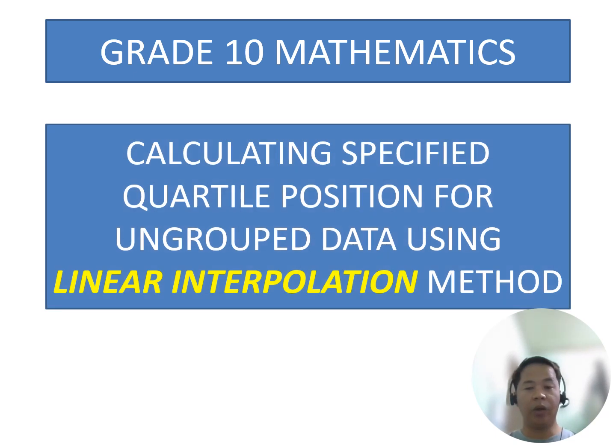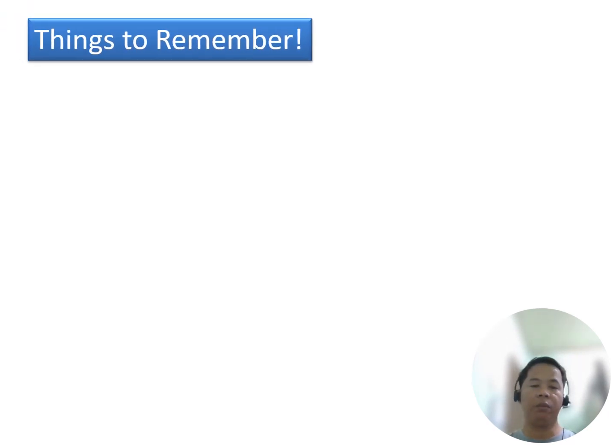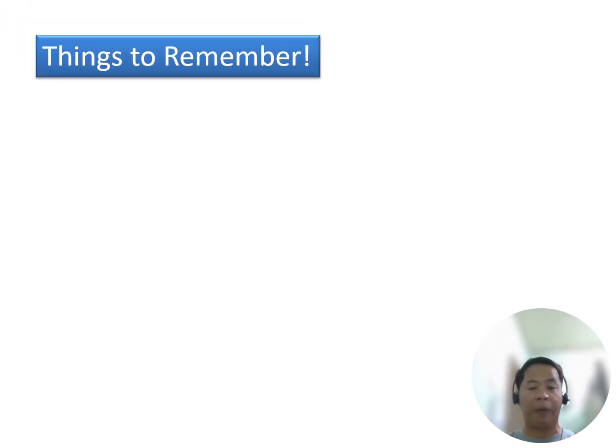Today, we're going to calculate specified quartile position for ungrouped data using linear interpolation method. To start with, let's have the things to remember. We have 5 steps in order for us to use the linear interpolation.